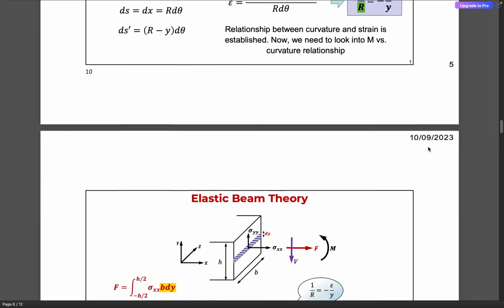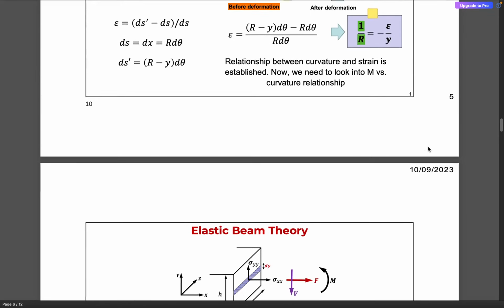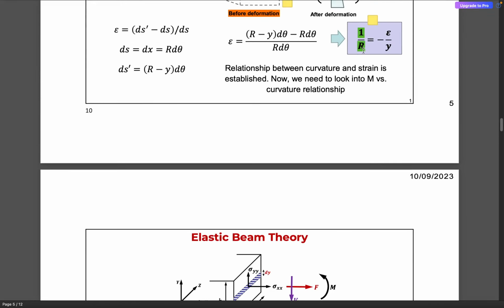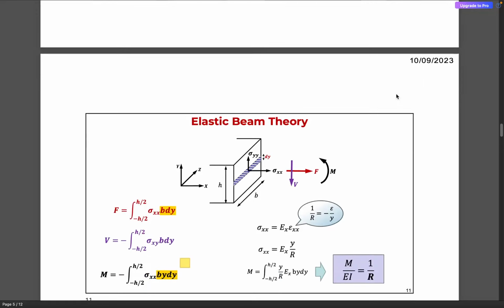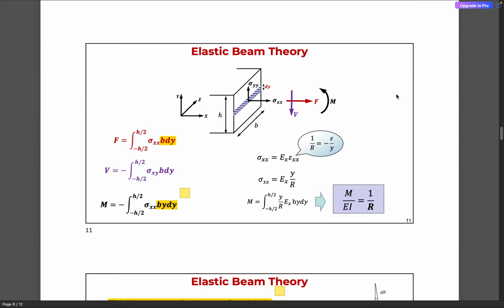So in the elastic beam theory, in the first part we established the relation between the curvature and the strain, and in the second part we are going to establish the relation between the curvature and the moment that is developed in the beam cross section.